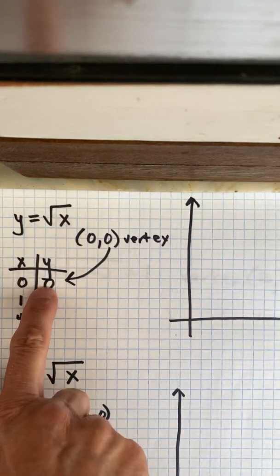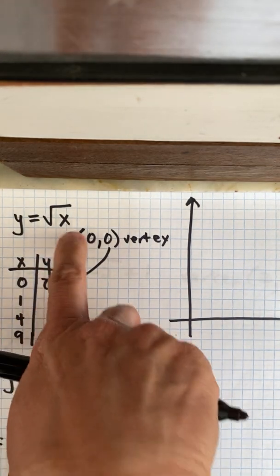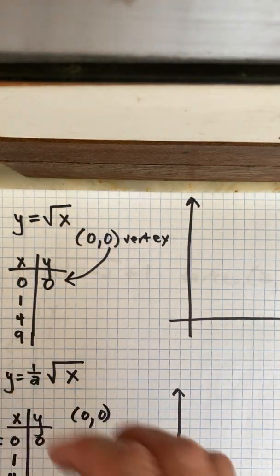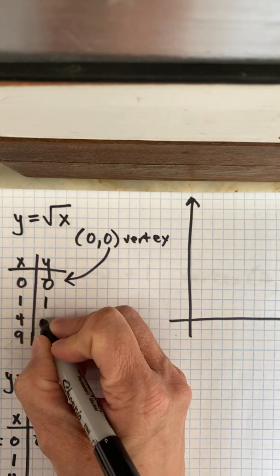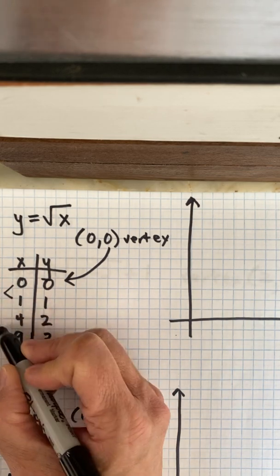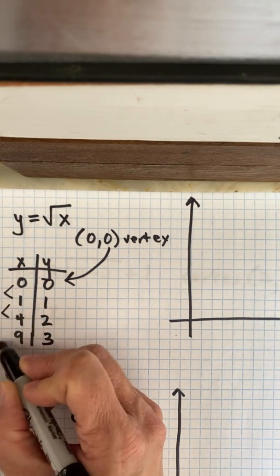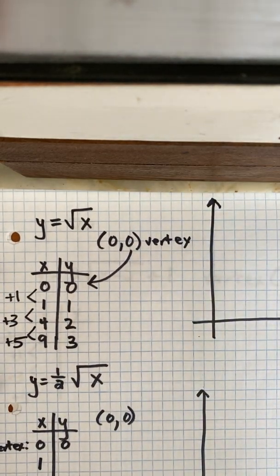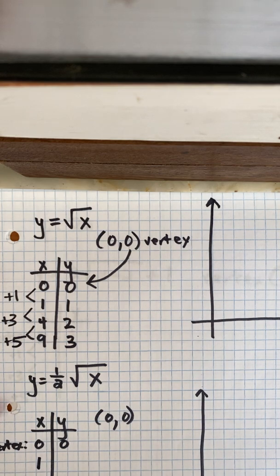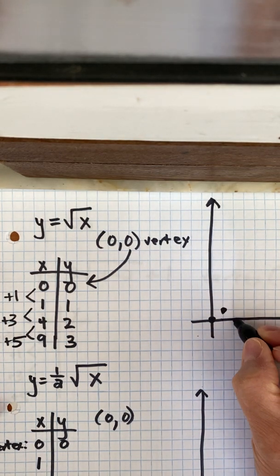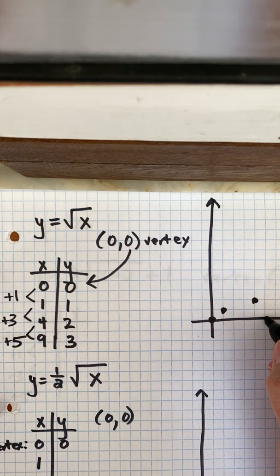We start our chart with the vertex. Then I'm going to pick numbers that I can easily take a square root of. So I pick 1, 4, and 9. So the square root of 1 is 1, square root of 4 is 2, square root of 9 is 3. Now notice this goes up 1, up 3, up 5. I want you to notice that because that's going to be a common pattern that we see. Now let's graph these. We have 0, 0, 1, 1, 4, 2, and 9, 3.